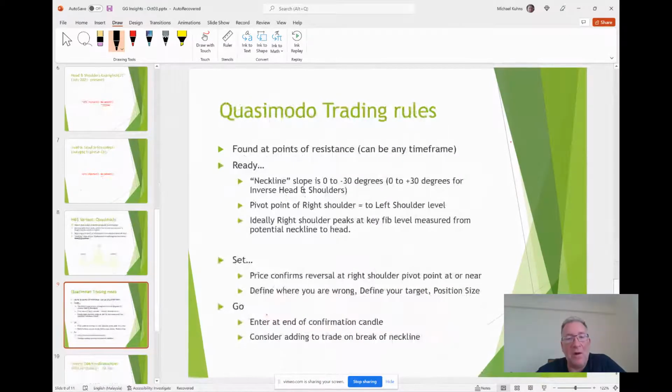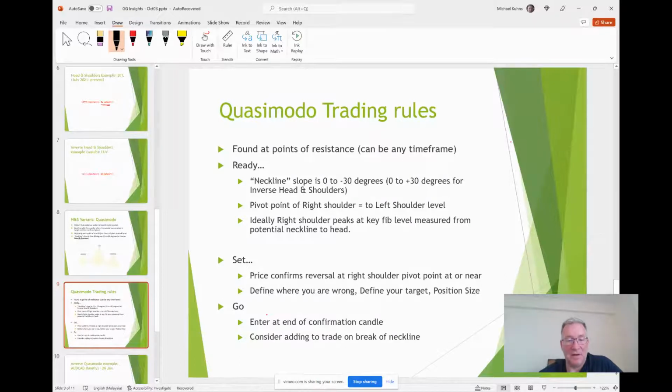So the trading rules for a Kazimoto also are a little bit different. Same stuff as before, your neckline slope is this or that, but you need to look at where the pivot point of the potential right shoulder is relative to the left shoulder. Ideally, you should see a key level. They're not always going to be equal, but the key is not at the neckline. It's actually at the formation of the right shoulder pivot point or near it.